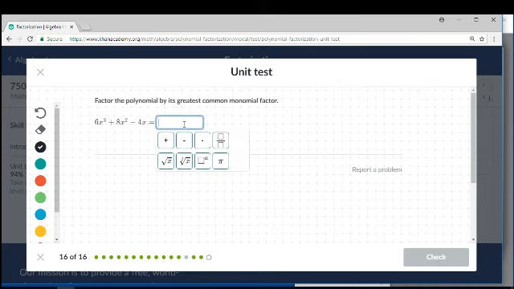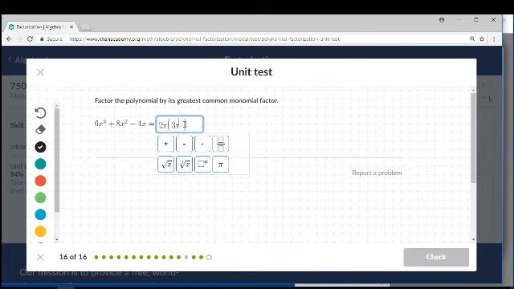When you factor by the greatest common monomial, we can take out a 2 and an x. Take out a 2x, we will have 3x squared plus 4x minus 2.